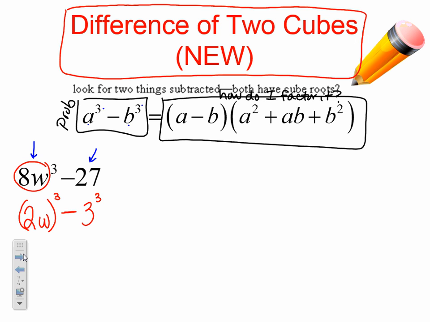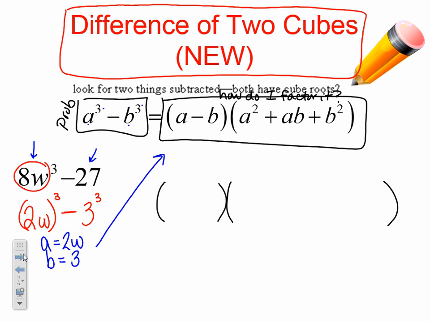So now I do. I know that my A is going to be 2w, and I know that my B is going to be the 3. So everywhere in this pattern, how do I factor it, I'm going to replace every A and every B with those things. So my factors are going to look like one little parenthesis, one big parenthesis here. The A thing, the formula says, so 2w, minus the B thing, 3. And then the A thing squared. The A thing is 2w. That means you have to square both parts. So squaring the 2 and squaring the w turns it into 4w squared.